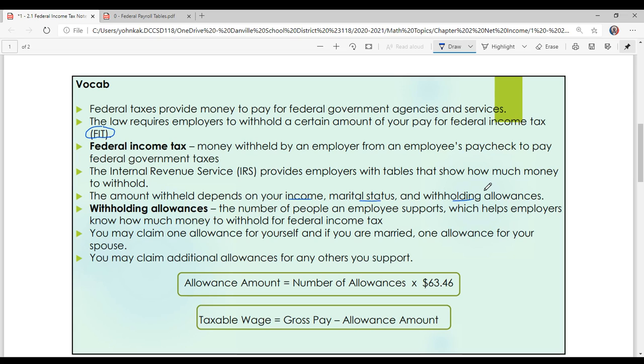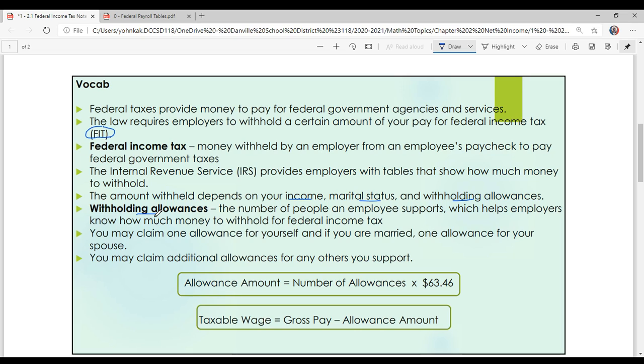Basically, every time you get a paycheck, your employer has to send part of that money to the federal government. Depending on how much you make, if you're married or single, if you have children that you're in charge of, those all go into how much money will be taken out for federal income taxes. The withholding allowances is the number of people an employee supports, which helps employers know how much money to withhold for federal income tax. So the more people you support, the less money that you give to the federal government.